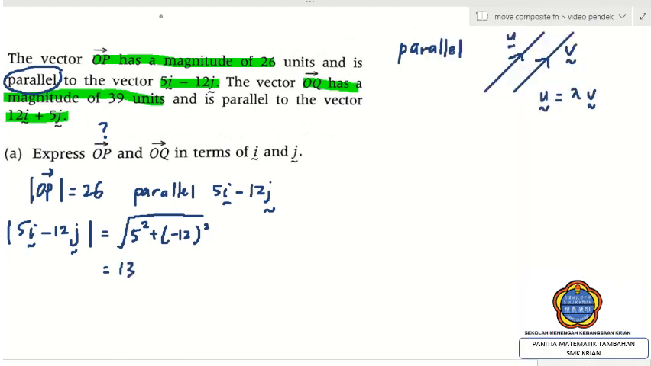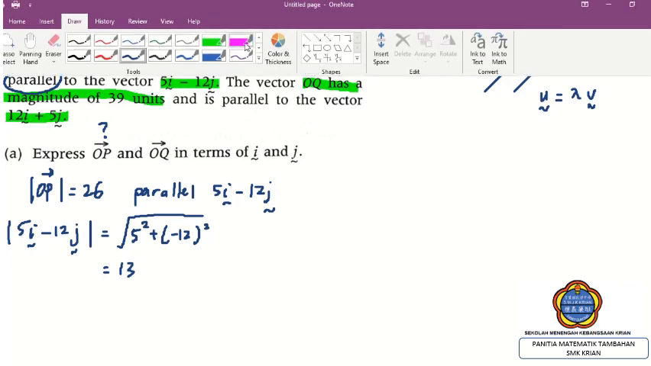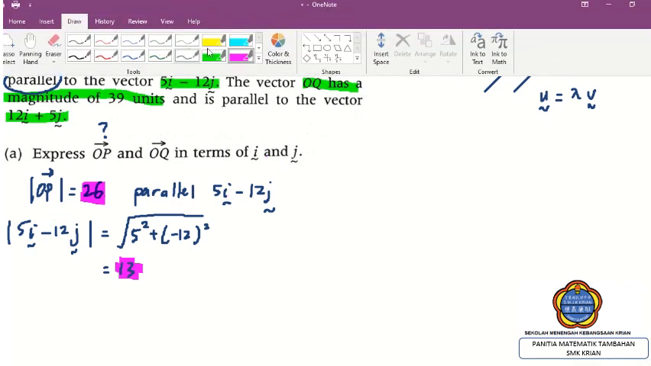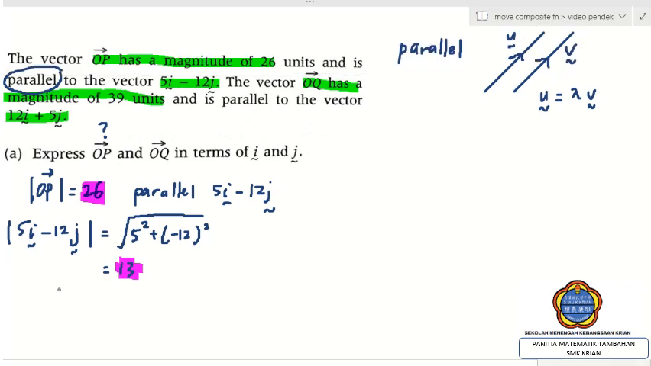As you can see here, number 13 is related with number 26, since these two numbers have the same factor. Right now, from the formula of parallel vector, we can write OP is parallel to this vector, lambda vector 5i minus 12j. This is the formula of the parallel vector.